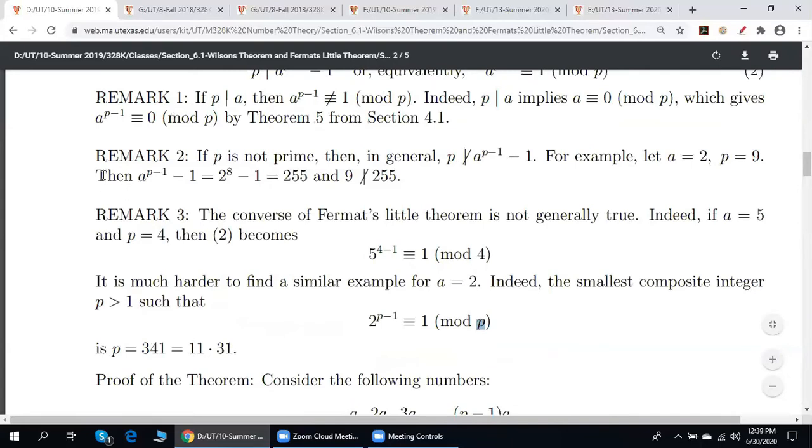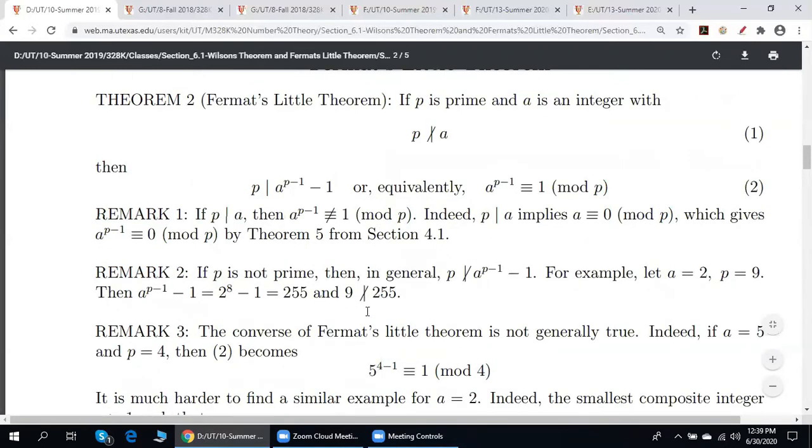So once again, if we combine remark 2 and remark 3, we conclude the following. Sometimes p is not prime, and this is true. Sometimes p is not prime, and this is not true. So for some composite numbers, this is true. For some composite numbers, this is not true for certain values of a.